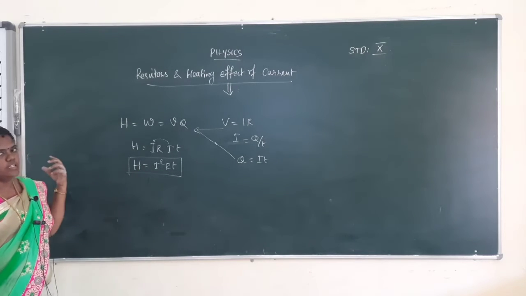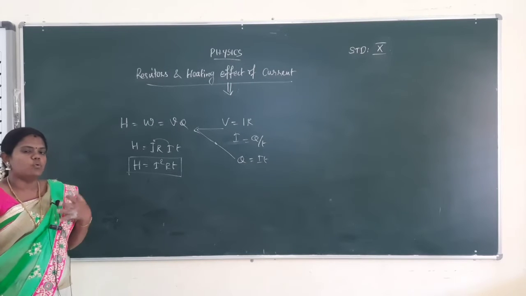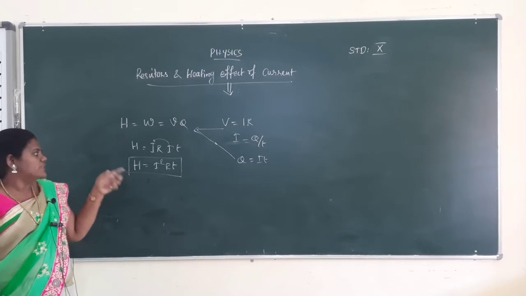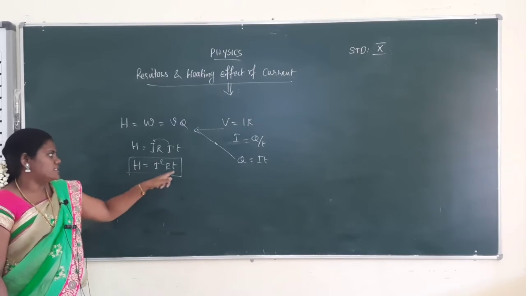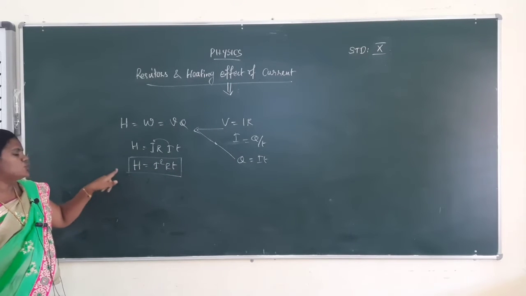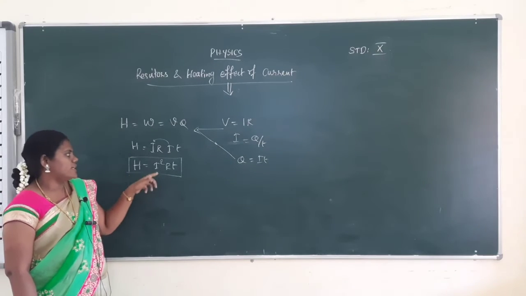So if there is an electronic appliance and you apply current to it, some amount of energy is lost as heat energy. That heat energy is equal to I square RT, where I is the current, R is the resistance and T is the time. This is called Joule's law of heating.